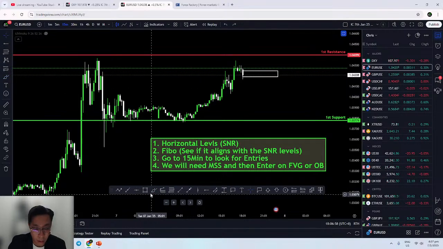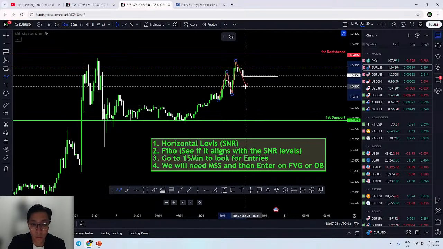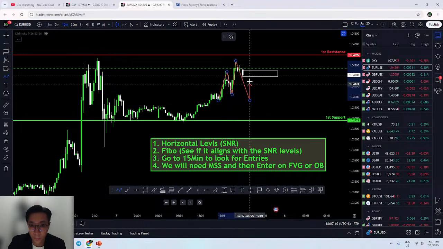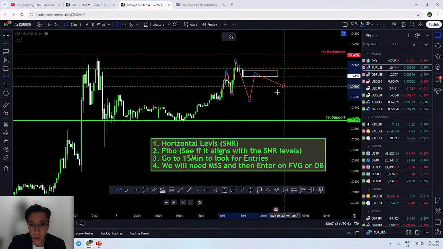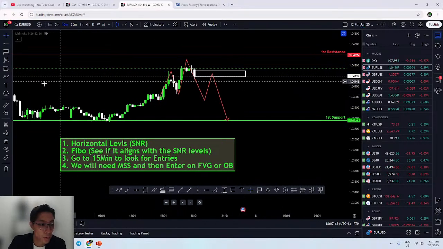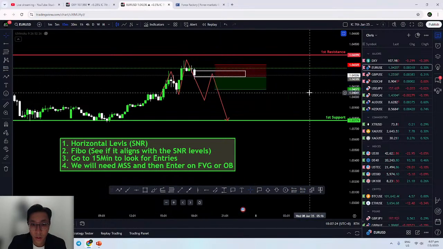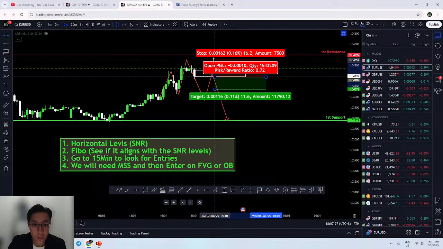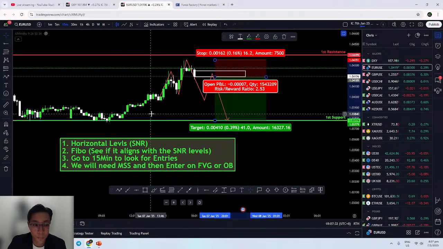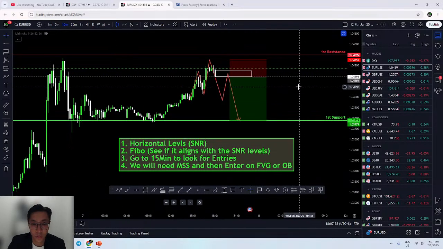Let me go through this again. We see a nice structure upwards. Price is starting to definitely slow down because we are not in session. Once we have a break over here, enter off this fair value gap, then you target this area. And for trade management, just enter right here, short. Stop loss placed above this high, about 16 pips. The TP is about 41 pips, which is about a 2.5 risk to reward ratio.